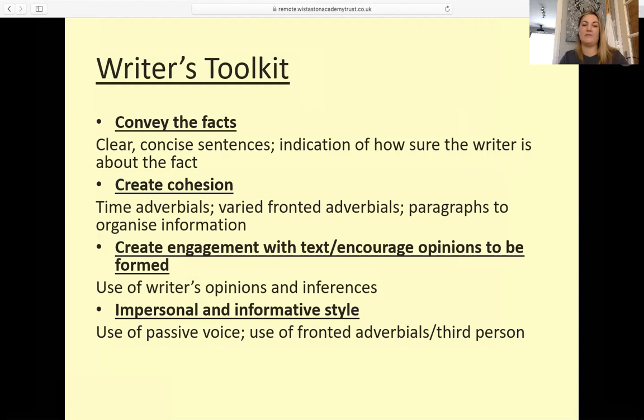This is using a variation of sentence openers, time adverbials, fronted adverbials, showing our writing in clear paragraphs so the reader knows our writing is organised. We need to encourage our readers to engage with the text as well and encourage them to form an opinion of the individual we're writing about. And we're going to be writing in an impersonal and informative style. So use of the third person, not saying I, me, we, using those fronted adverbials and using the passive voice.